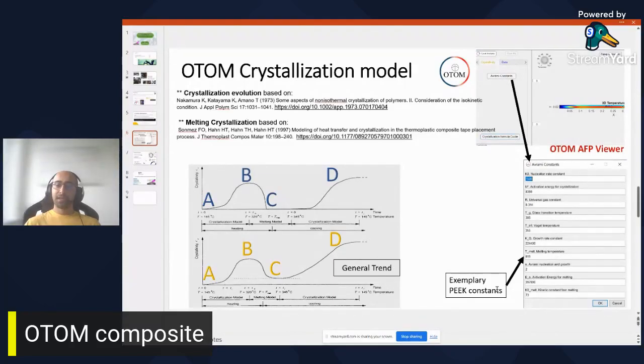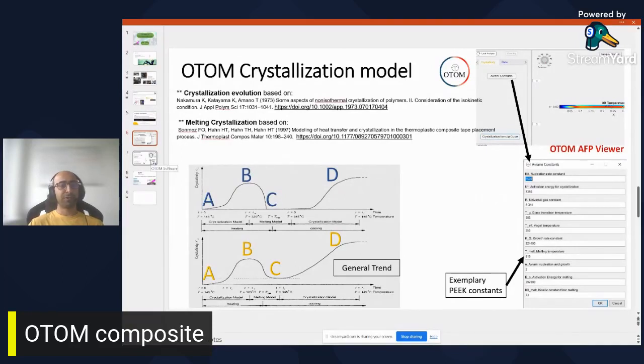For the PEEK material, this data is available, and also for other well-known materials which are used widely in the industry, but you could change it for another material as well. If you have PAEK or PA12 or PA6, you could add that information here and get a different result based on your data and material. So until now, we showed the automated fiber placement, how the crystallization is important, and how the OTOM crystallization model works based on the crystallization evolution and melting.